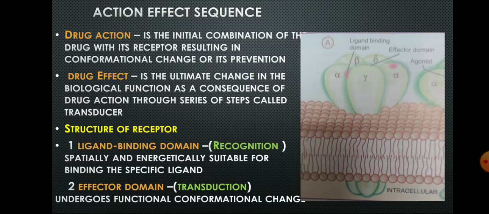So this is what happens when the drug combines with the receptor. The initial change is called the drug action, and the final change, or the final response, is called the drug effect.